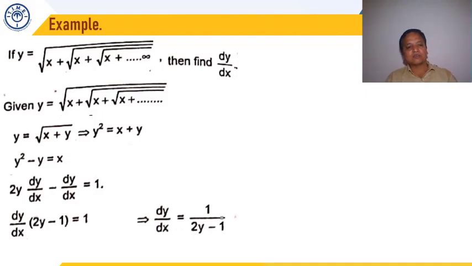So y square minus y is equal to x, 2y dy by dx minus dy by dx equal to 1. We take dy by dx as common, 2y minus 1 comes out equal to 1. So dy by dx is 1 upon 2y minus 1.